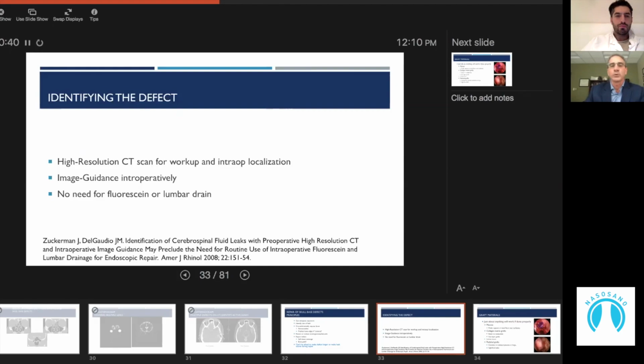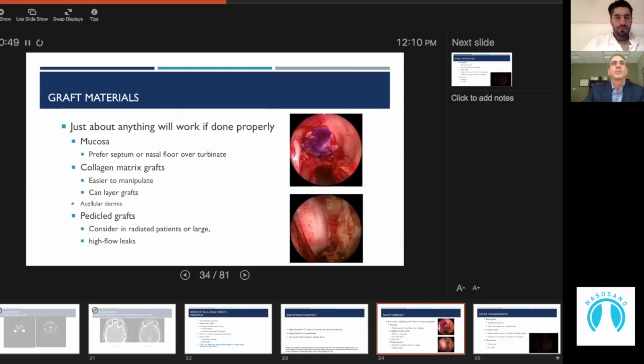I do not use fluorescein. I do not use lumbar drains, even in idiopathic intracranial hypertension, in some cases. And I'll show you why. As far as graft materials, just about anything is going to work, especially for low flow leaks.